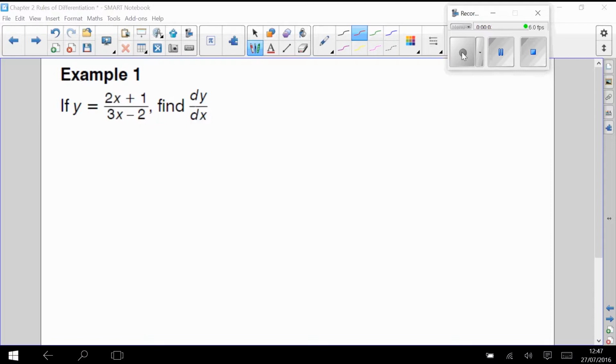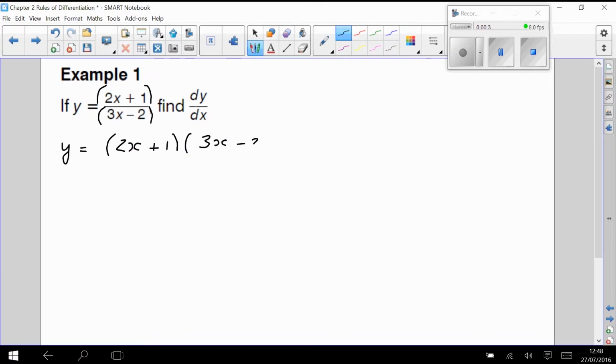In the last part of this unit, we worked out how we could find the derivative of y in the variable x using the product rule. Now in this example, I can still use the product rule because there is a factor at the top and a factor at the bottom. If I wanted to use the product rule, all I'd have to do is take that bottom factor into the numerator. In other words, in my numerator, I'm going to have 2x plus 1 as my first factor, and my second factor is going to be (3x minus 2) to the power of minus 1.